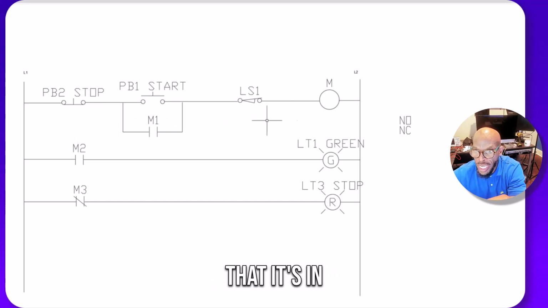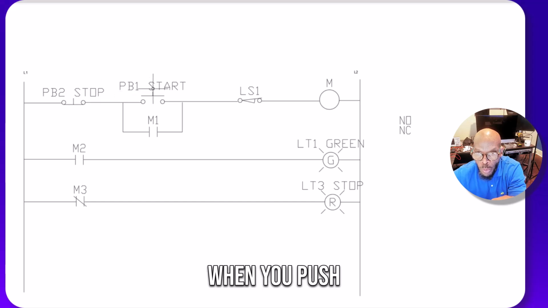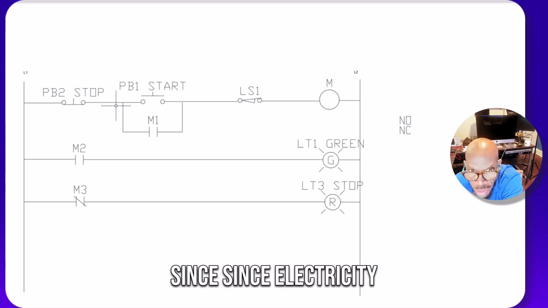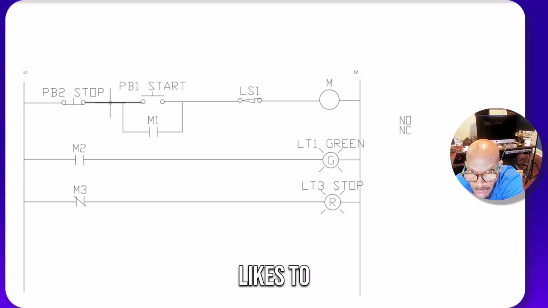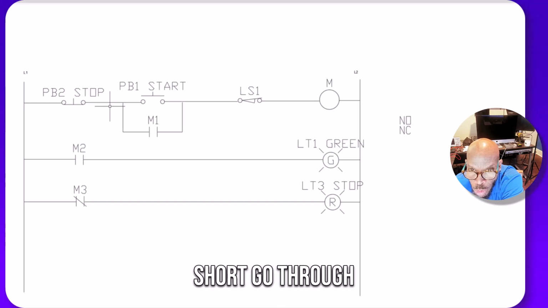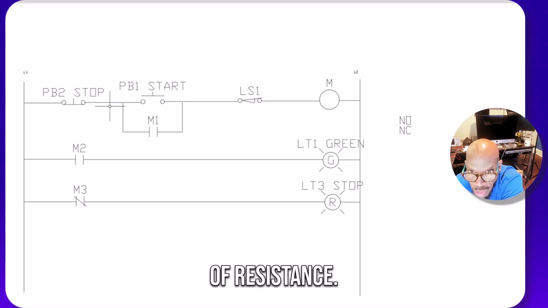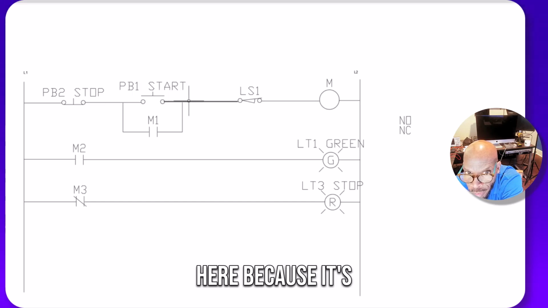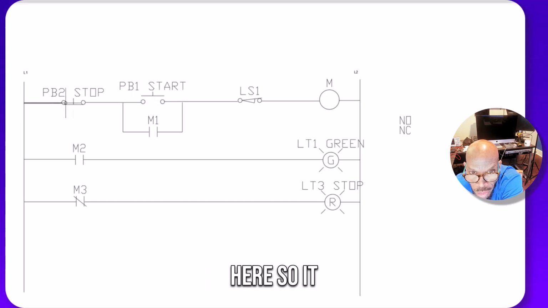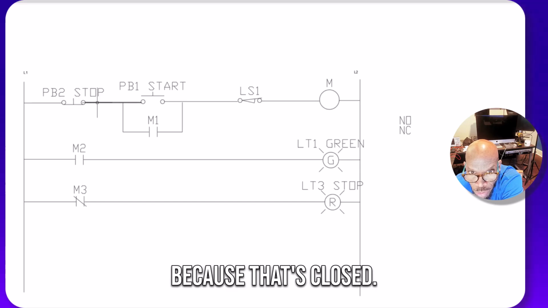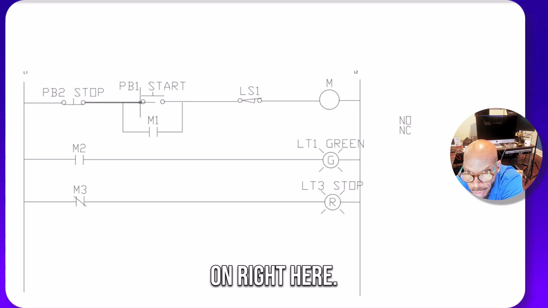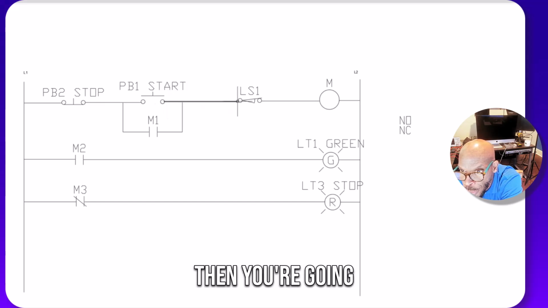the state that it's in now, when you push this button down, since electricity likes to go through the shortest path of resistance, when you push that down right there, it's going to go across here because it's right here. So it goes past there because that's closed. So you're going on right here. Push the button, going on right here. Then you're going through the limit switch.